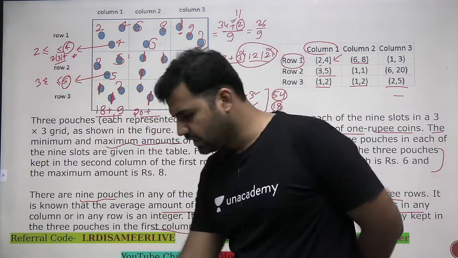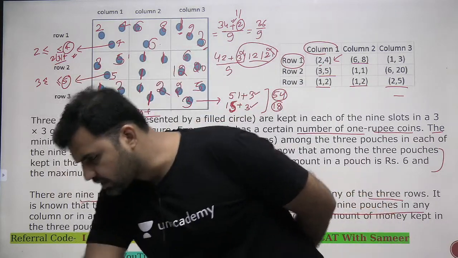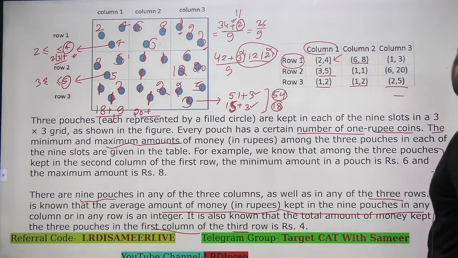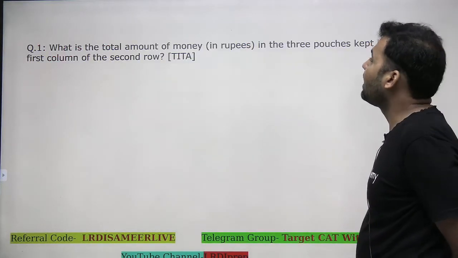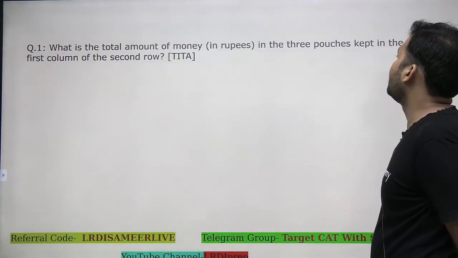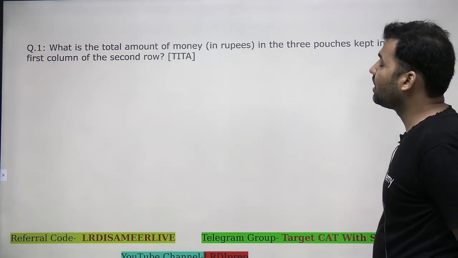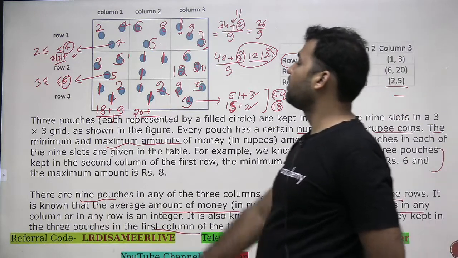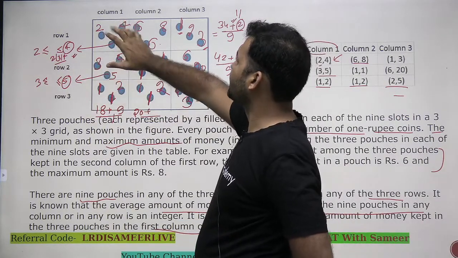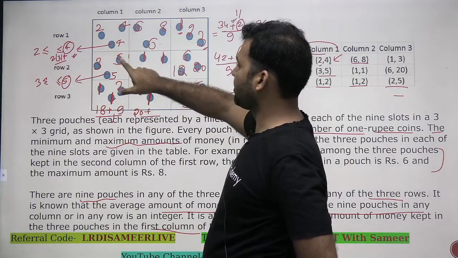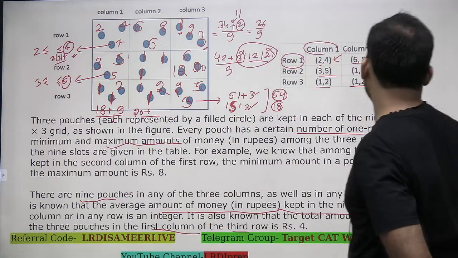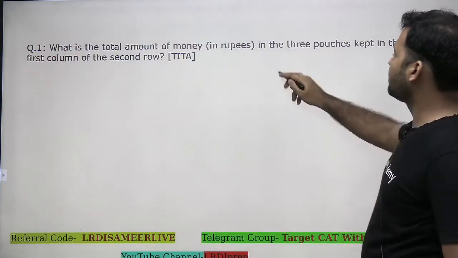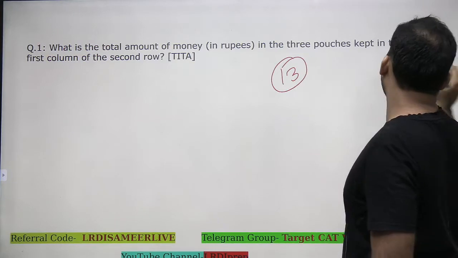Now let's quickly go through the questions here. Now let's look at question number 1. What is the total amount of money in rupees in the 3 pouches kept in the first column of the second row? Total amount of money is 5 plus 5 plus 3. That is 13. So the answer to this question is 13.